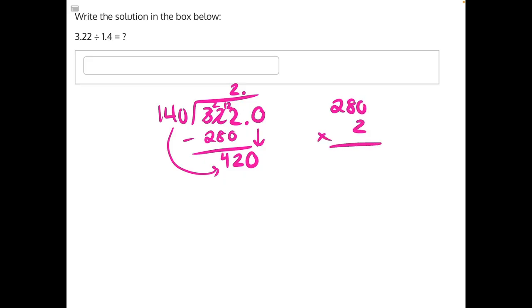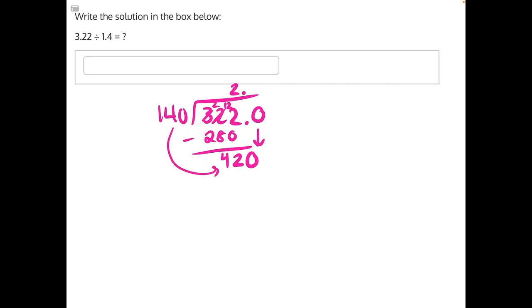2 times 0 is 0. 2 times 8 is 24. Carry the 2. 2 times 2 is 4, plus 2 is 6. So that's a bit too far. Going up to 4 times 140 is a bit too far.